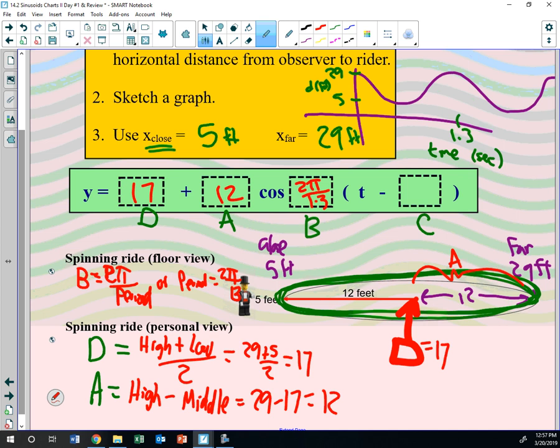If we start when the object is furthest away, C is equal to 0, which is great. We're done. There's your equation. You put that in your calculator, and that'll be a great estimation of the distance this person is away as they go through that cycle behavior.